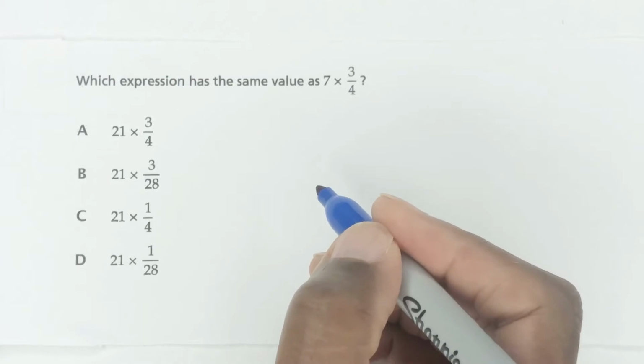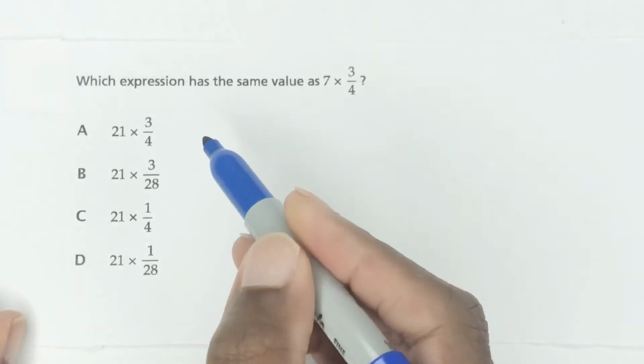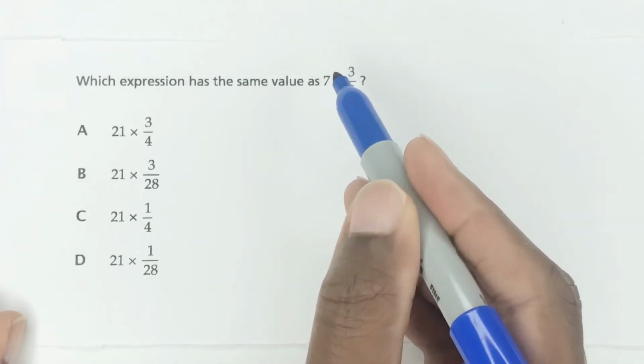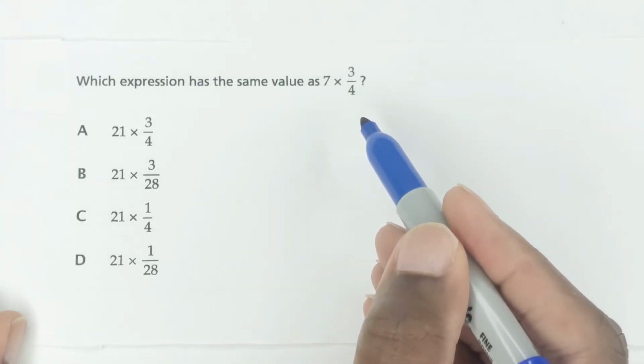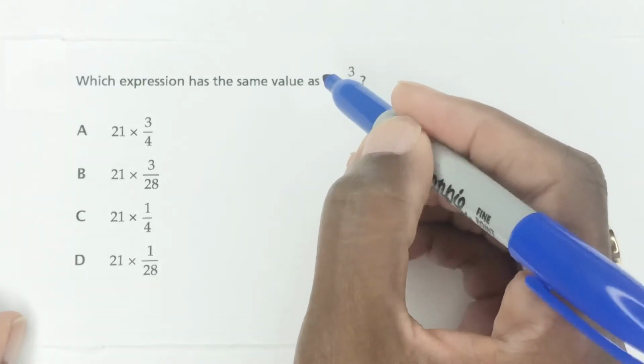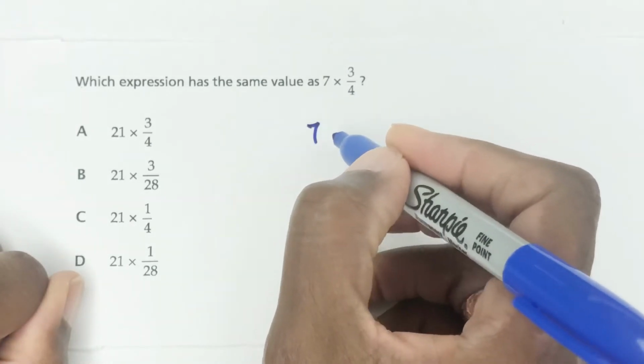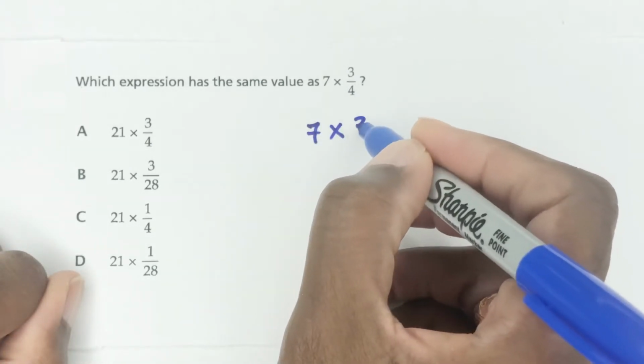This question involves a fraction, so let's have a read. Which expression out of these has the same value as 7 times 3/4? Well, the best way to answer that is to find out what is 7 times 3/4. So I'm going to write the question again here. 7 times 3/4.